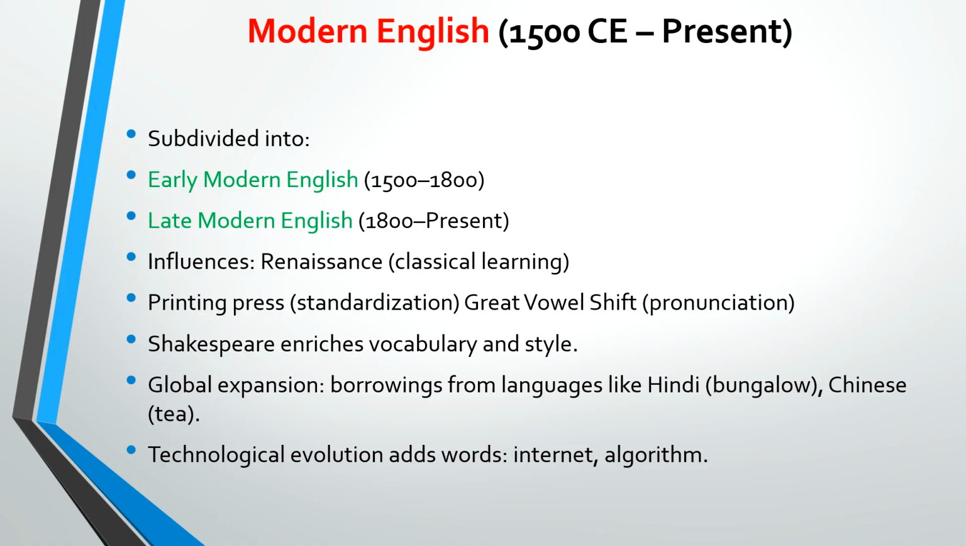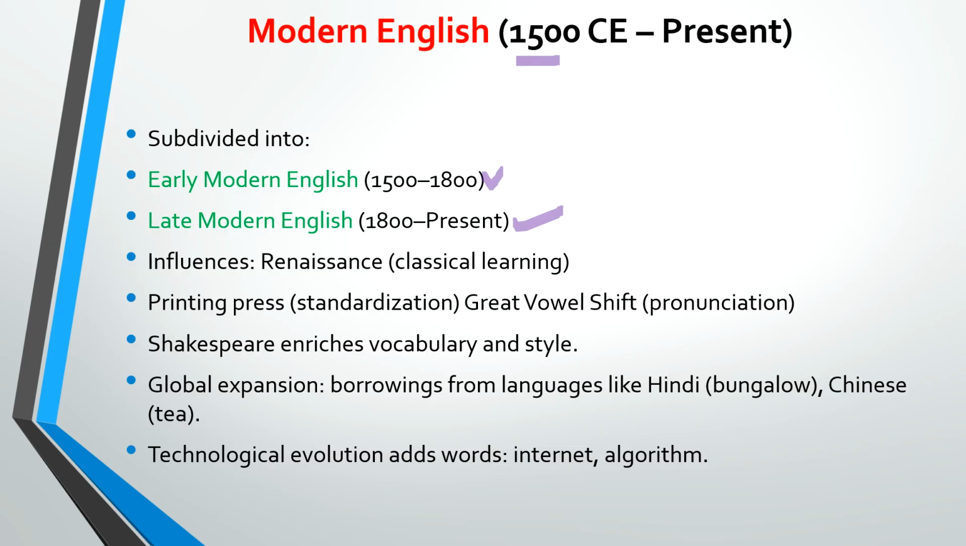So Modern English is the third period in the history of the English language. This roughly spans from 1500 to present. It began around 1450 or 1500. This period is further divided into Early Modern English, 1500 to 1800, and Late Modern English, 1800 to present.